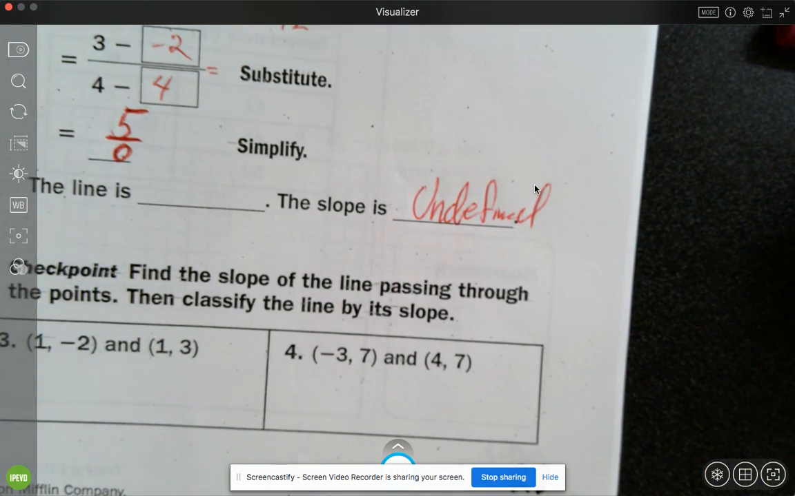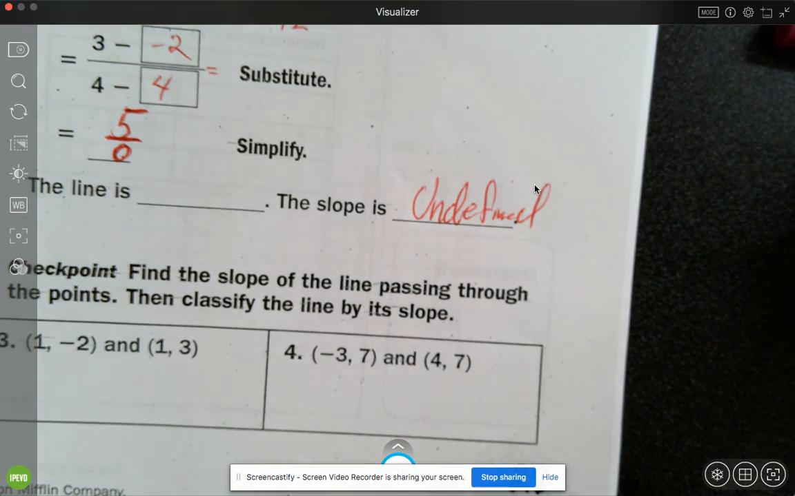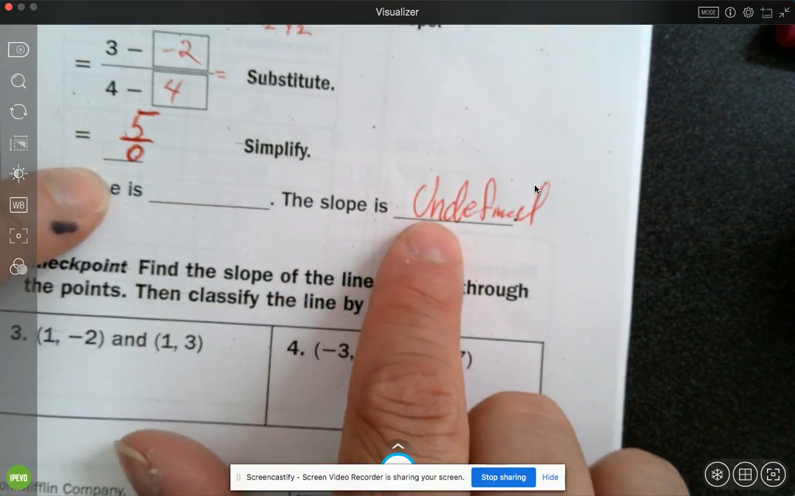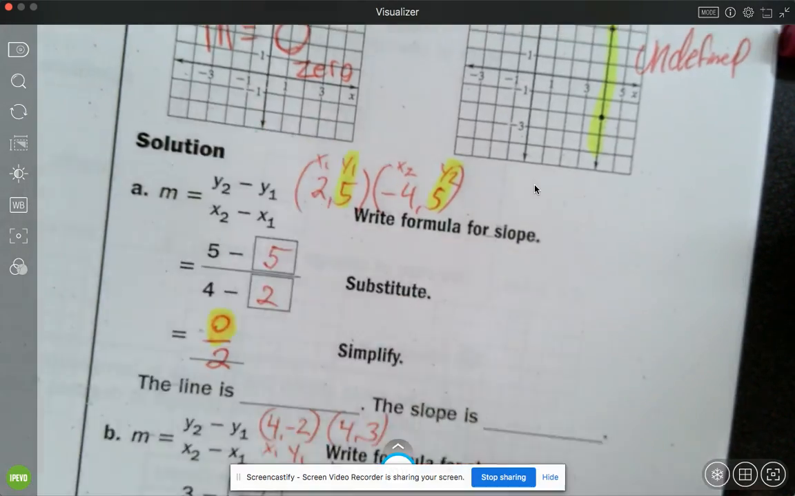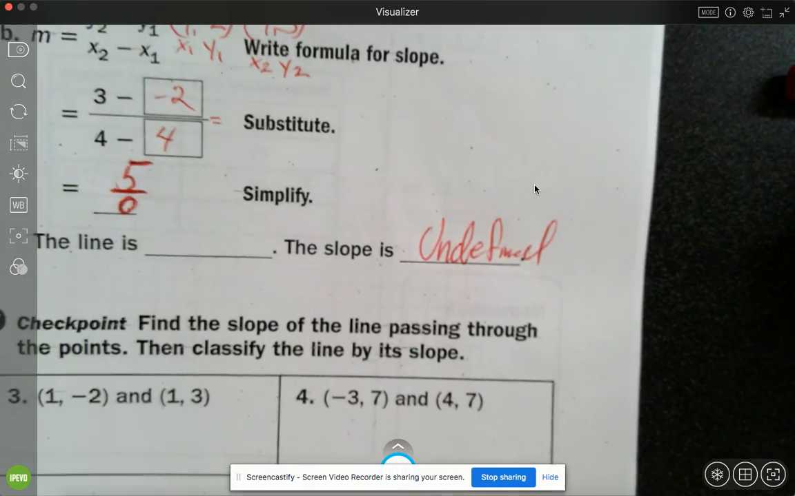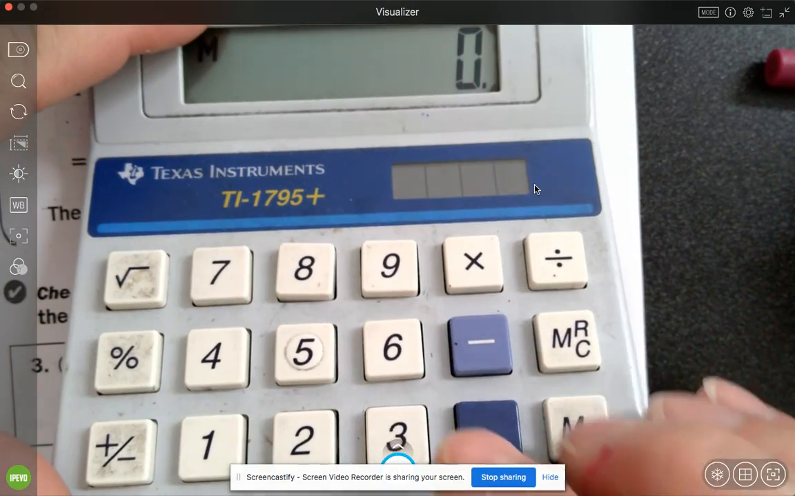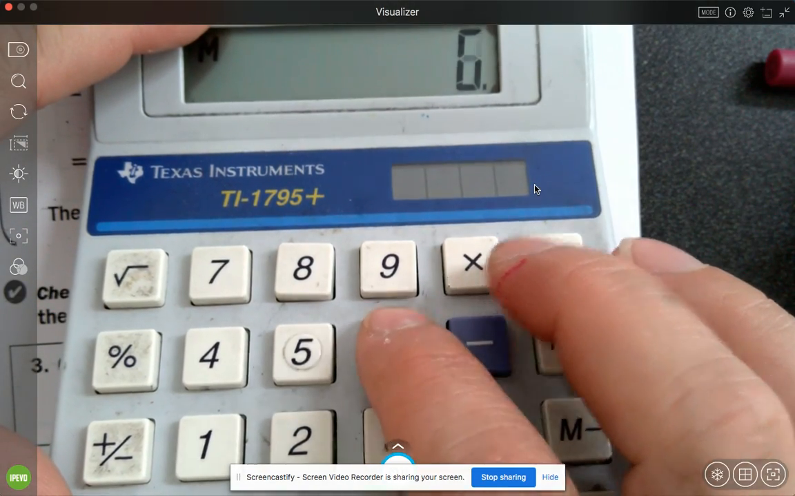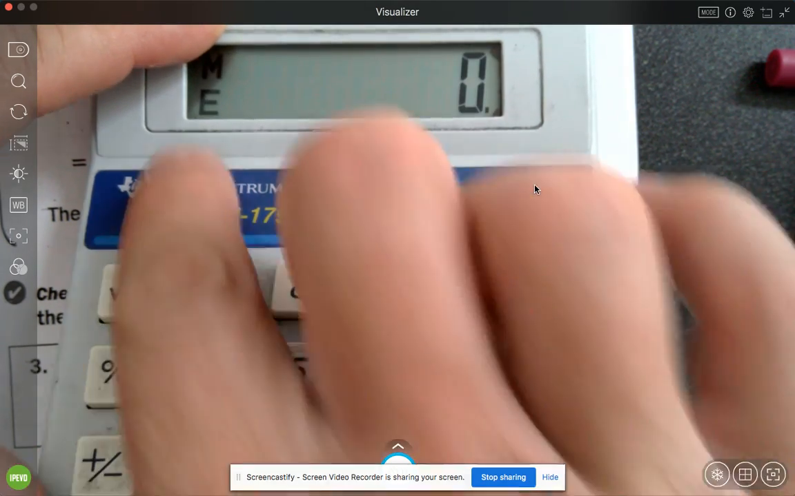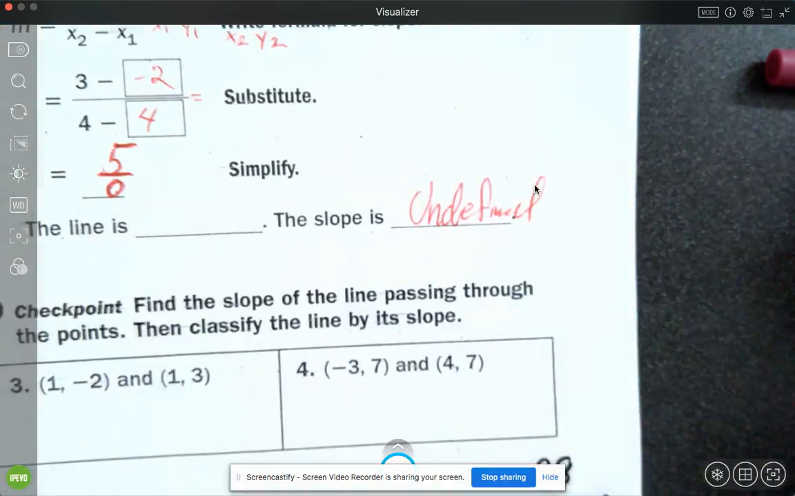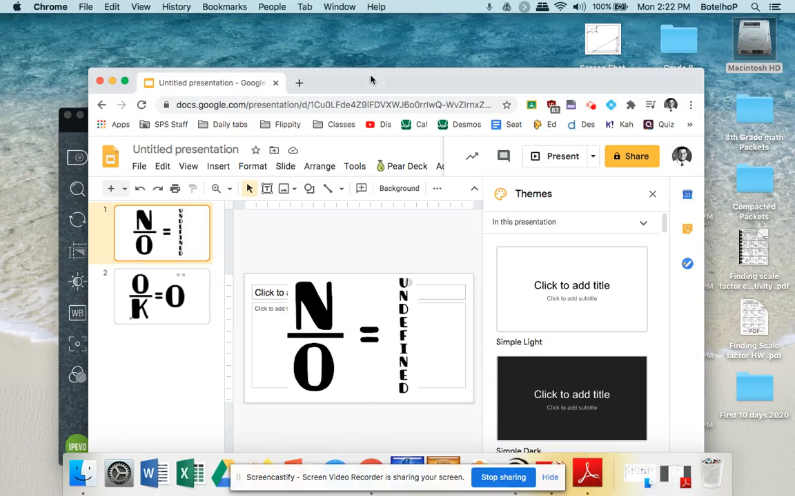So I found this image, I think it was last year, and I had to share it with you because this will help you remember. Again, 0 is at the bottom, undefined. 0 is at the top, it's a slope of 0. And of course, if you didn't know, you can't really divide by 0. Sorry, it's not the image I want to show you, but if I did like 65 divided by 0, it says error. It will always give you an error. It's undefined. But the image that I wanted to share with you here is this.